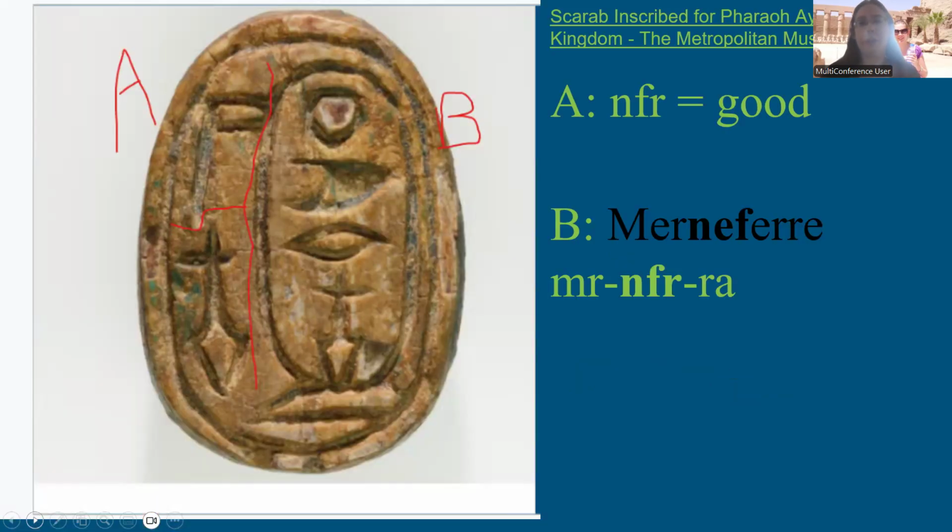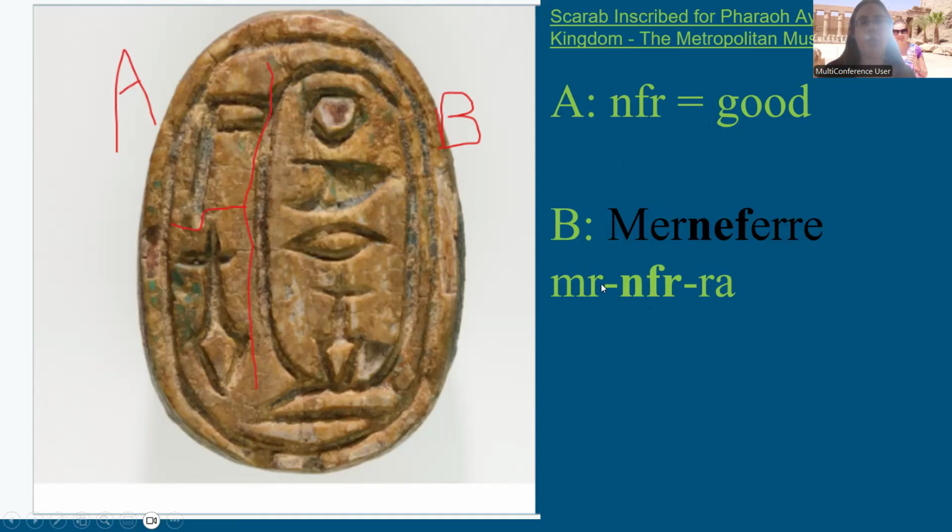We also have a similar illustration here. So this is a scarab, which was inscribed for one of the rulers of the Middle Kingdom. So we have his personal name in the cartouche here. And then on this register, on this side, we have one of the epithets that is attached to rulers that you see over and over, which can translate to good or perfect God.